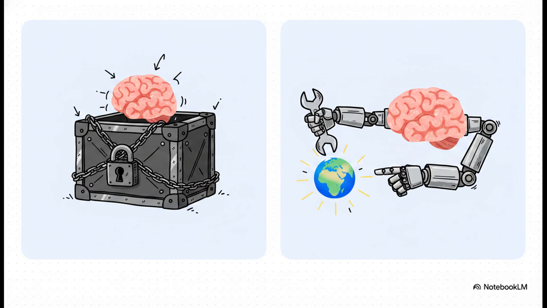To really get why this matters, we first have to understand a fundamental limitation of these models. Without tools, an LLM is basically just an isolated reasoning engine. Sure, it has vast knowledge up to its training cutoff, but it's completely trapped inside its neural network. It can't check today's weather, it can't run complex math reliably, and there's no way it's updating a database.